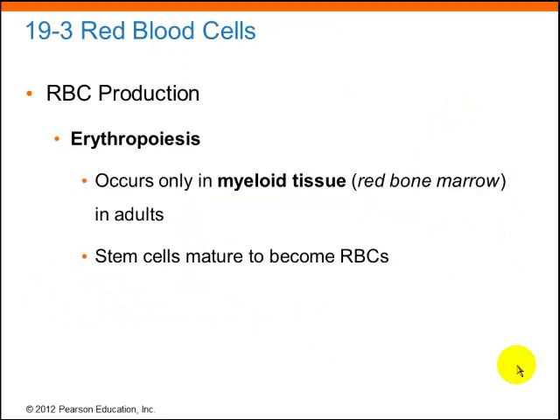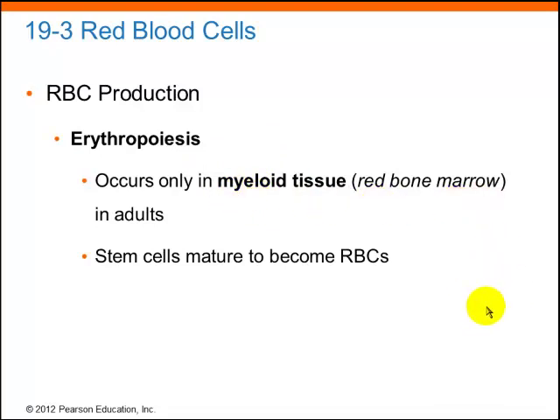Okay, so if we're breaking down 3 million red blood cells every second, then we better be making about 3 million red blood cells every second. And red blood cell production is called erythropoiesis, from the Greek word poi, which is to make. Notice that's an unusual word that has an O, an I, and an E all next to each other. The tissue that produces red blood cells is called myeloid tissue. Myel means marrow, so myeloid tissue is the tissue of the marrow.